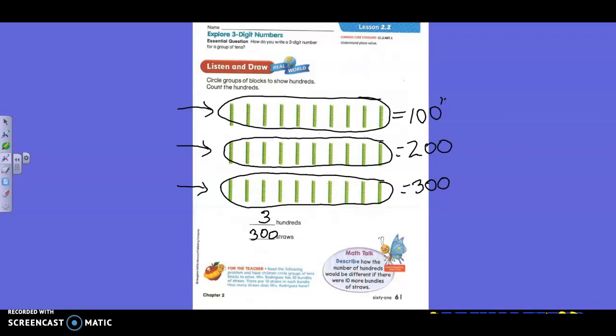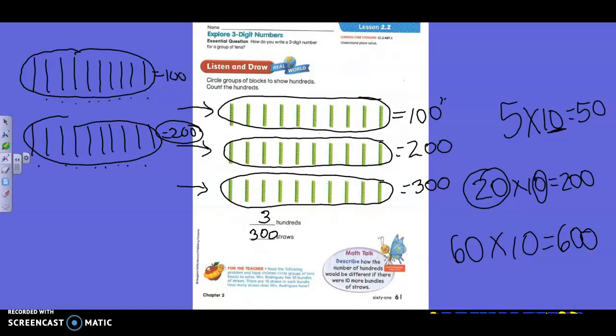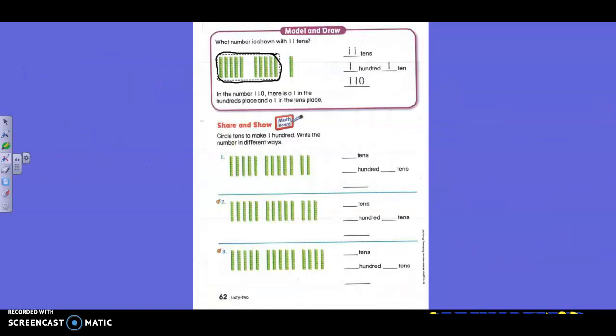We're going to do some more extra practice real quick. Okay, boys and girls. Now, here is something that might be a little different. What number is shown with 11 tens? Okay? So if you circled 10 tens, that's how much? Guys, we just did this earlier, just a minute ago. When you circle 10 tens, it is how much? 100. So this part is 100.